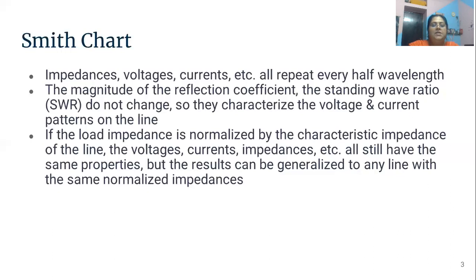If the load impedance is normalized by the characteristic impedance of the line, then the voltages, currents, impedances, etc., still have the same properties, but the results can be generalized to any line with the same normalized impedances. Like we do in filters, we normalize the characteristic impedance. So we take the value of the characteristic impedance in the normalized range, and we can use that range to apply on various impedances.